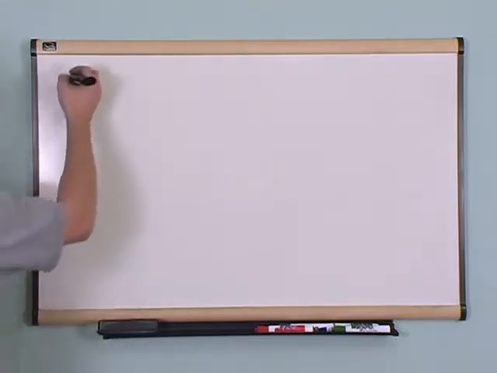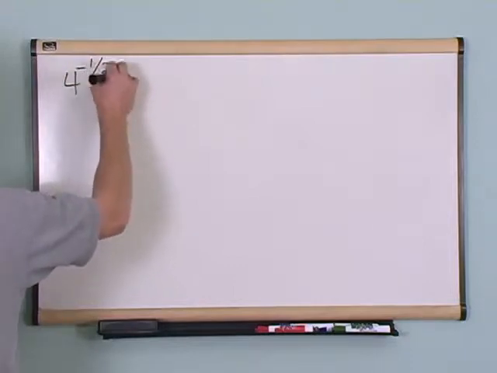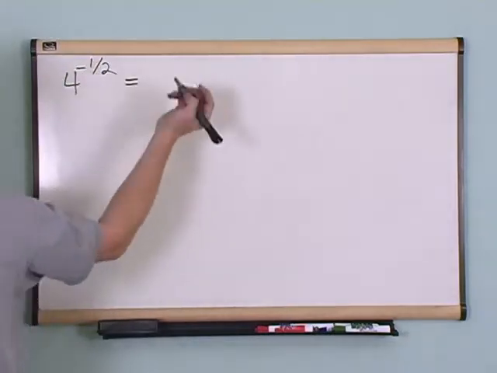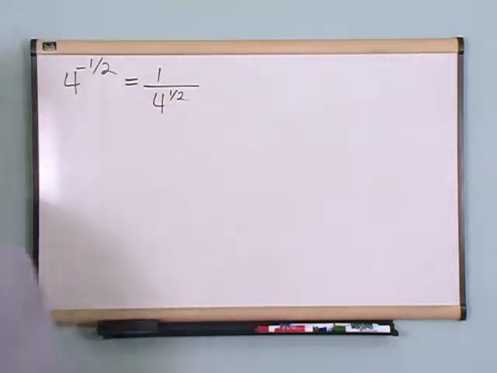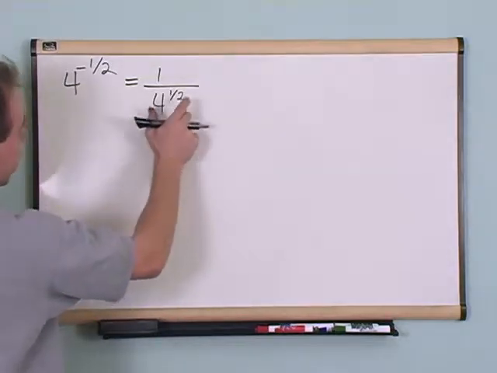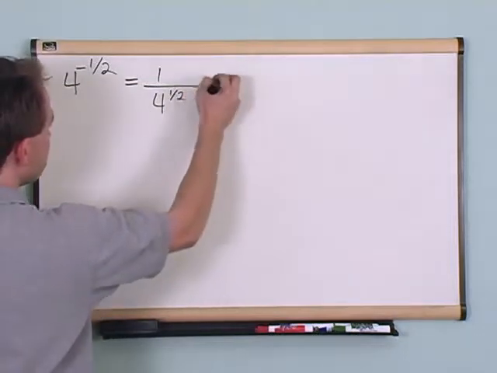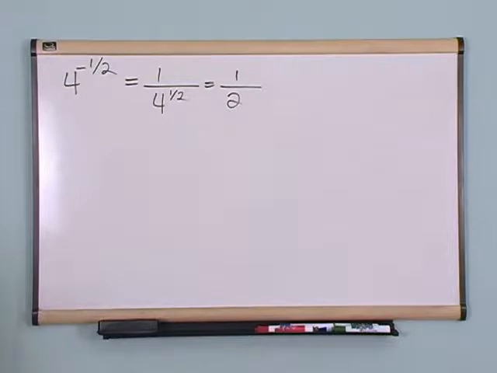So let's work some problems to kind of build on that. 4 to the -1/2. Now we're going to combine a few things here. I just told you that that's equal to 1 over 4 to the 1/2. But I also told you that 1/2 means, what does it mean? Square root. So the square root of 4 is 2. So that's what stays on the bottom. That's the answer.